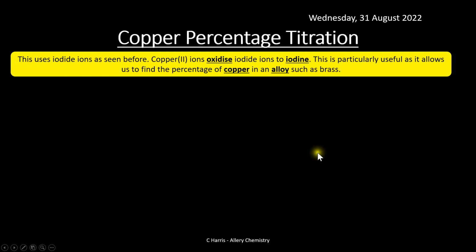Okay, so we need to know another type of reaction, and there are loads of different reactions here. This is a copper percentage titration. It uses iodide ions, as we've seen before in previous topics: copper 2+ ions oxidize iodide ions to iodine. This is particularly useful because it allows us to find the percentage of copper in an alloy such as brass. If we've got a piece of brass, for example, and want to work out how much copper is in there, we can run a titration.